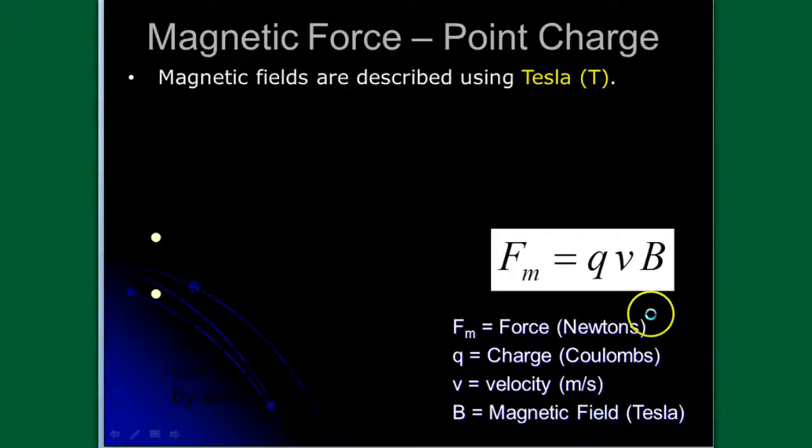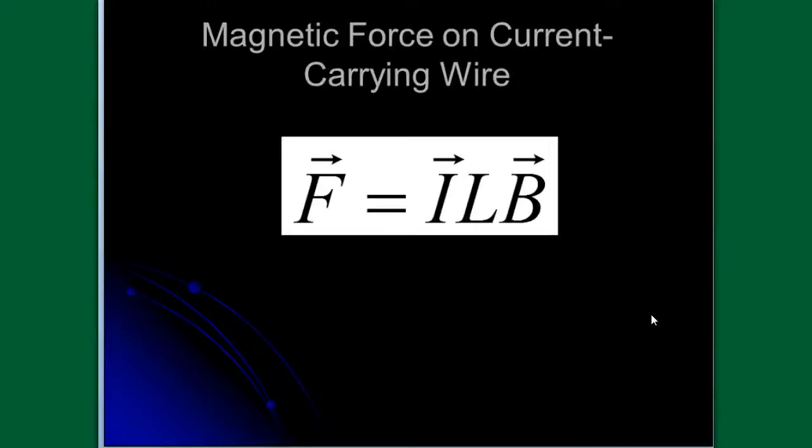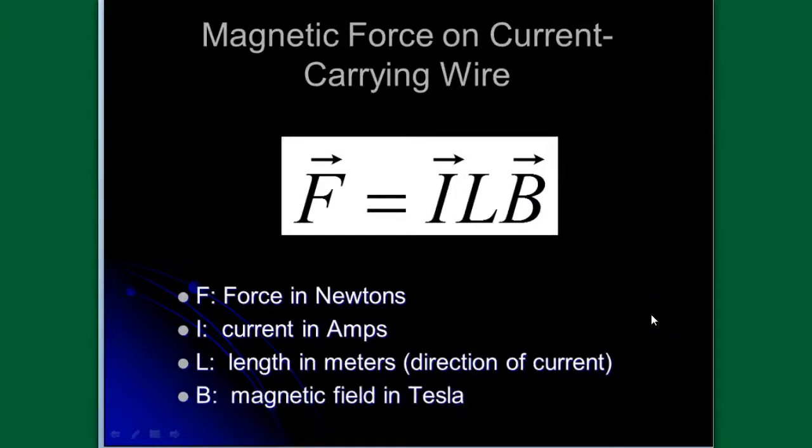Number 23, the other equation you need to know is this one. This is how to find the force on a current carrying wire, F equals ILB. This is equation number 36 in your chart. I we've had before, that's the current in the wire. L is the length of the wire in meters. And again, B is the magnetic field strength in Tesla. It's simply another equation that you plug numbers into, and it gives us the force created by a current carrying wire.